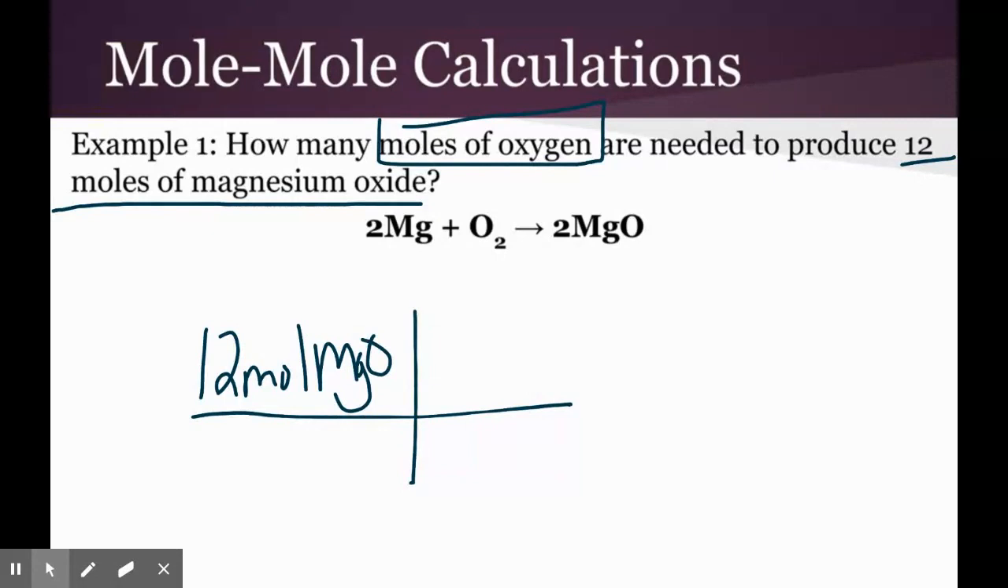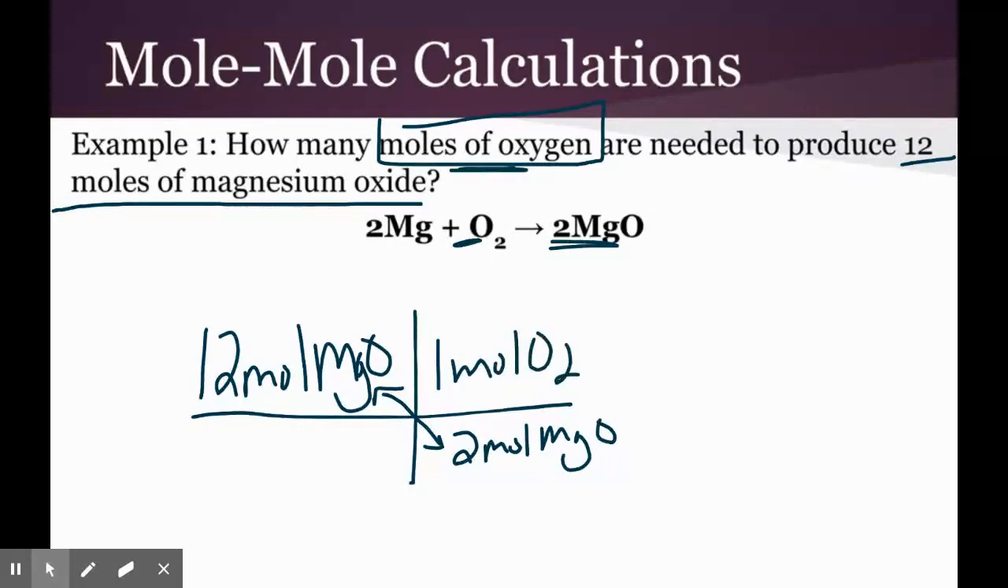Now we're going to use the mole ratio between magnesium oxide and oxygen to do this conversion. So again, remember when we look diagonally, we want our units to cancel out. So we're going to write 2 moles of magnesium oxide on the bottom, and we're looking for moles of oxygen, so we're going to write 1 mole of oxygen on the top. Now it's important to not only write your units, but your compound as well, because now we're converting between different compounds. So moles of magnesium oxide cancels out, and we're left with moles of oxygen, which is what we want. So you do 12 times 1 divided by 2, and that gives you 6 moles of oxygen.